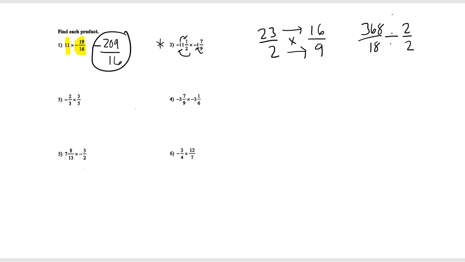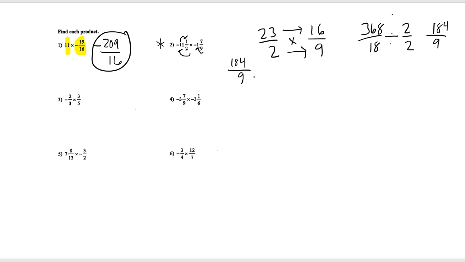If you take 368 and you divide by 2, that is 184. And 18 divided by 2 is 9. Okay? And then this fraction cannot simplify any further, so we're just going to leave it improper.